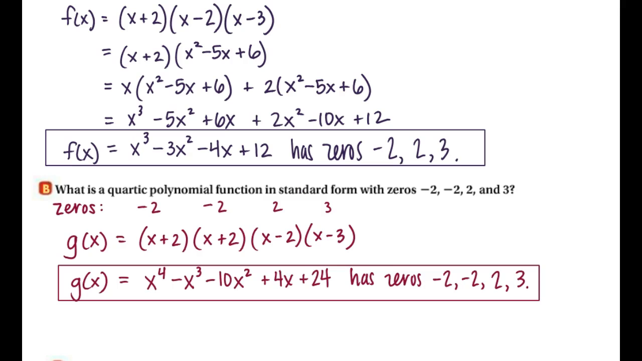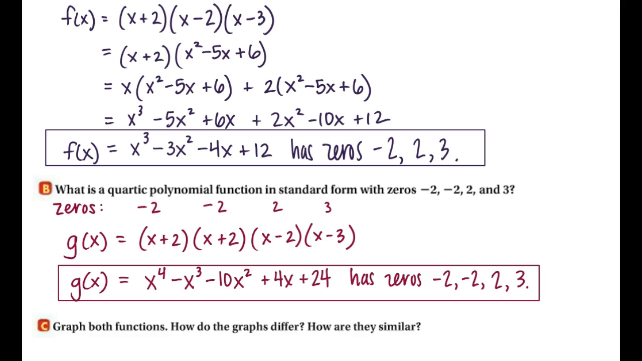I just changed the name of the function to g of x to easily differentiate between Part A and Part B, so you can do the same. When you multiply out all those factors, you get the function g of x equals x to the fourth minus x to the third minus 10x squared plus 4x plus 24. And this function has the zeros that we were given in the beginning, negative 2, negative 2, positive 2, and positive 3.